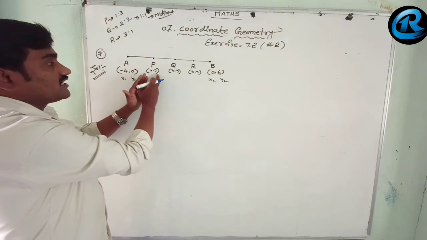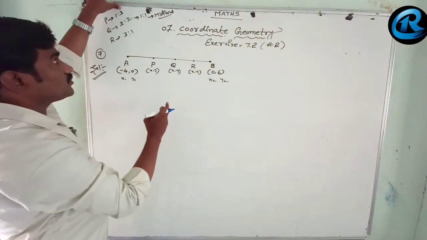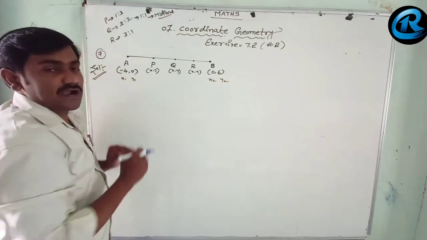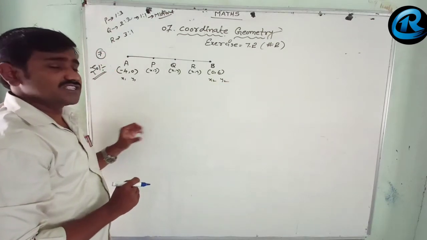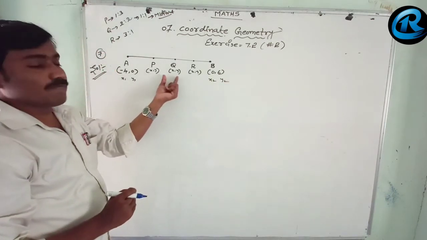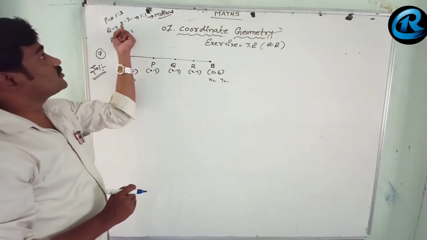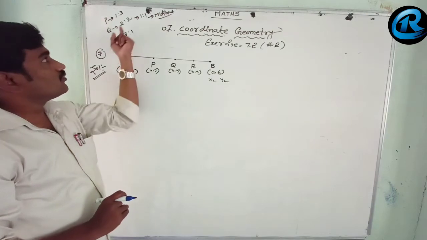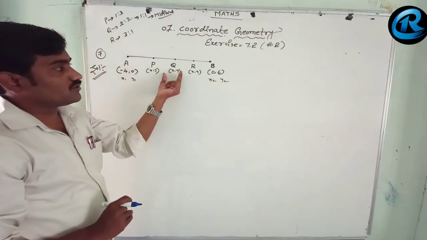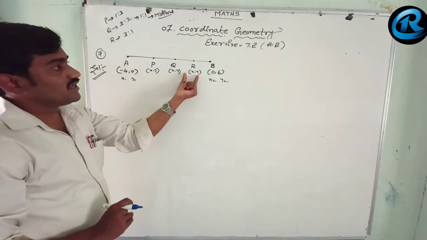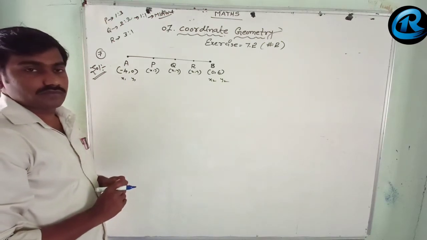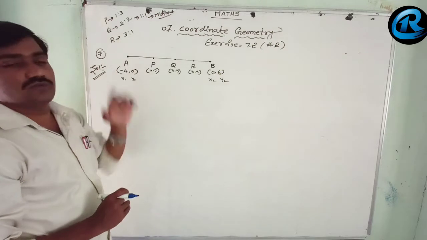Once at P, it divides this AB line segment in the ratio 1 is to 3. Take these M1, M2 values and find the P point by using the section formula. Here for Q, the same section formula, but M1 is to M2 equal to 2 is to 2: M1 is 2, M2 is also 2, and find the Q point by using the section formula. Similarly, by the section formula we can find the R point also, by using the ratio 3 is to 1.